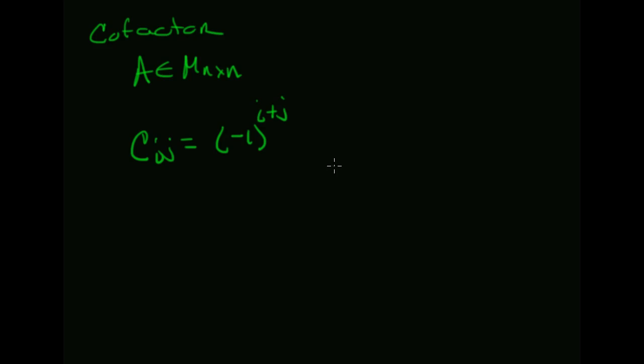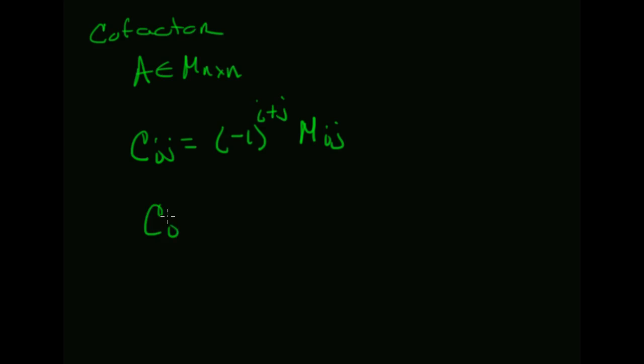So if I go down a row, it's going to go positive, or down a column, it's going to go positive, negative, positive, negative. If I go across the row, it goes positive, negative, positive, negative. And we're going to multiply that by the minor. So this is the sign, this is the minor. So now this begs the question, right?